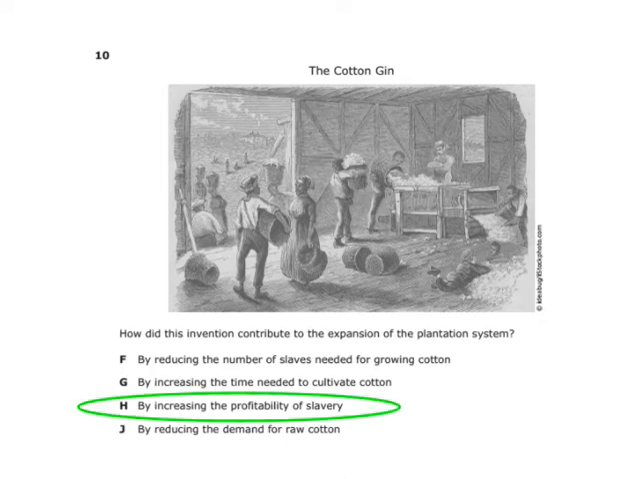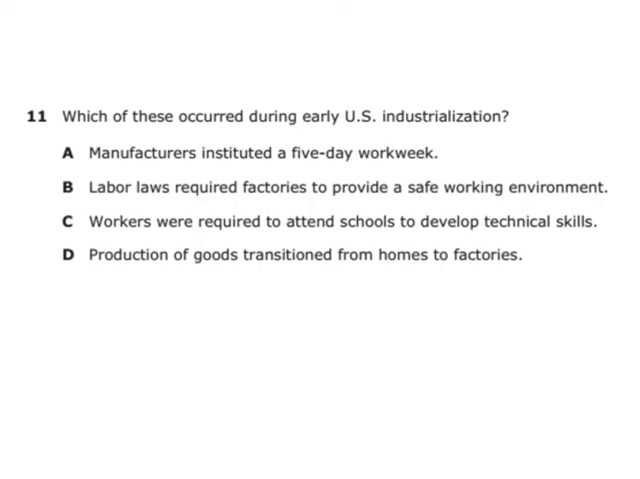The cotton gin. How did this innovation contribute to the expansion of the plantation system? By increasing the profitability of slavery. Remember, the cotton gin took the seeds out of the cotton, made it faster to produce cotton that you could actually sell. Well, you needed more slaves to get more cotton to put in the cotton gin. Now you could produce more of it, and now you could make more money. So more slaves meant more money. It was more profitable now for slavery, thanks to the cotton gin.